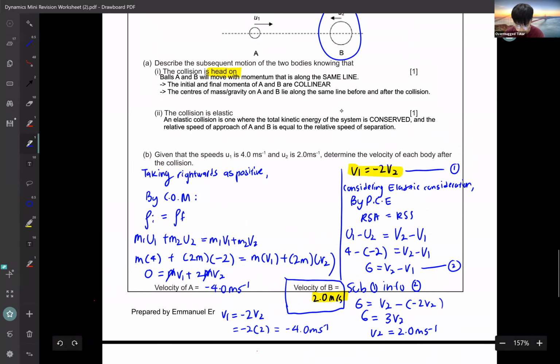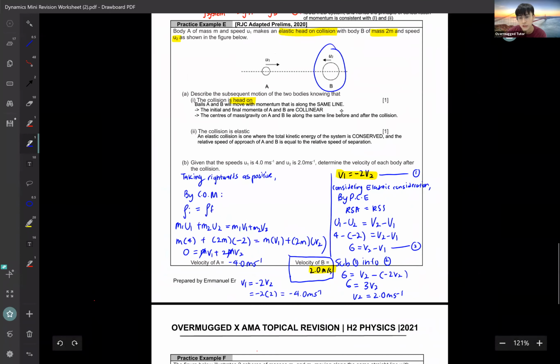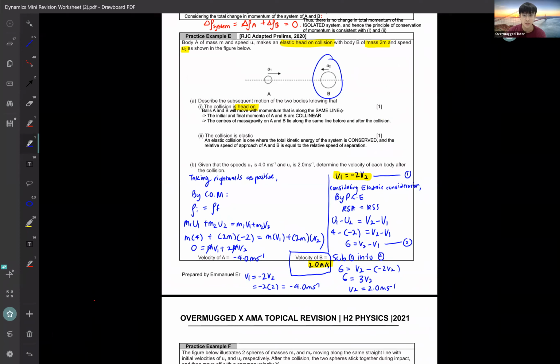These are the kind of questions that you must be well prepared for. It's a very easy question. It's considered easy, by the way, even though it's a RJ question. It's considered doable, very easy. You have to be prepared for these kind of questions in your promos and in your A-levels. So this is about A-level standard. Yeah, this is definitely about A-level standard. So yeah, make sure you get this right.